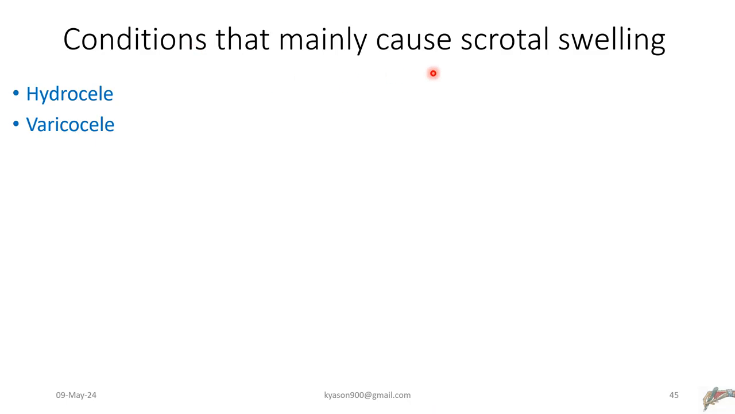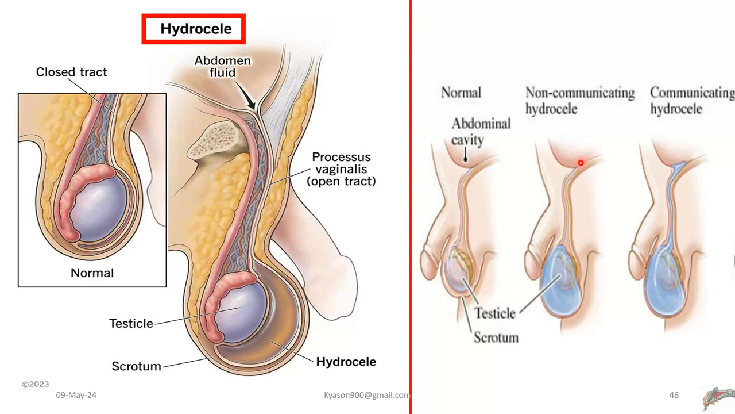Then there are some conditions that cause scrotal swelling. We have hydrocele and varicocele. I've already talked about these. And for hydrocele, it can be communicating or non-communicating. If there is a patent processus vaginalis, it's possible for fluids to extend from the abdomen down into the cavity of the tunica vaginalis.